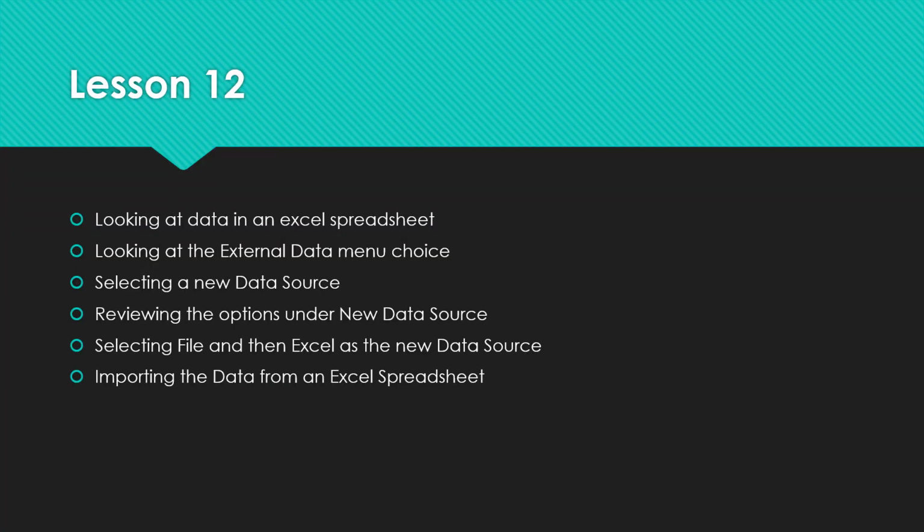In today's lesson, we're going to look at data in an Excel spreadsheet. We're going to be given an Excel spreadsheet that we need to convert into an Access database. We're going to look at the external data menu choices, select a new data source, and review the options under the new data source. We're going to select a file and then Excel as the new data source, and then import the data from an Excel spreadsheet.